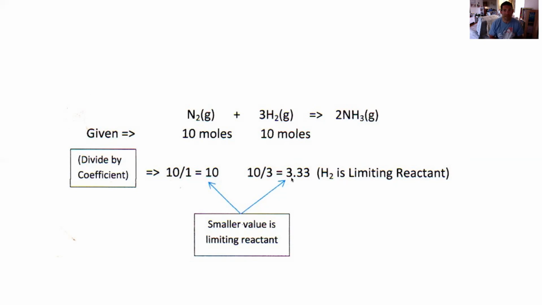All right, you're not going to use this number for anything else. It's just going to be to identify the limiting reactant. So here, 10 moles of nitrogen divided by a coefficient of 1 gives me 10. 10 moles of hydrogen divided by a coefficient of 3 gives me 3.33. Hydrogen's 3.33 is less than 10. 3.33 is my limiting reactant for this problem.